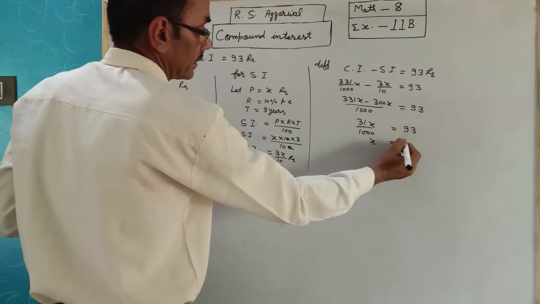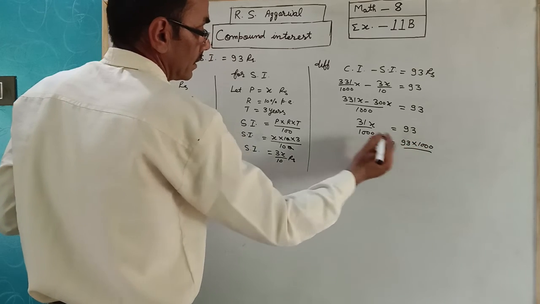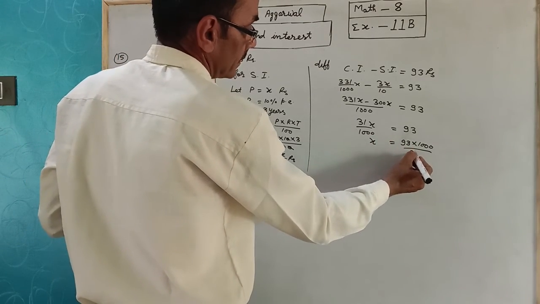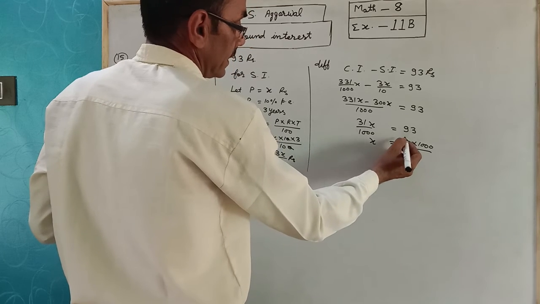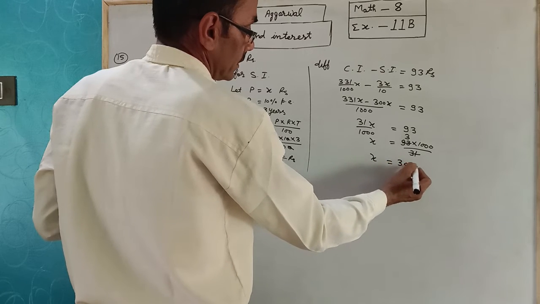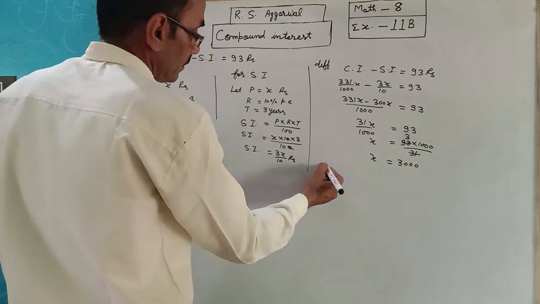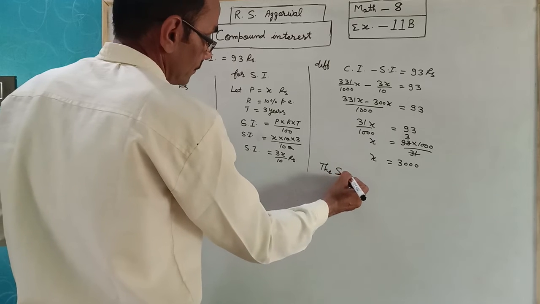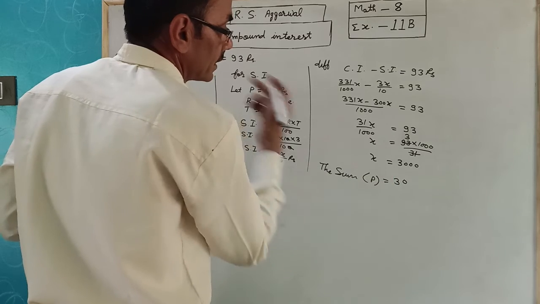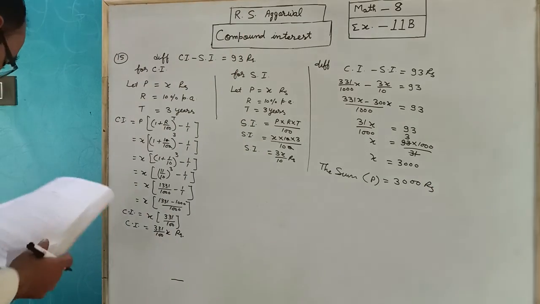x will be 93 into 1000 multiply, 31 will be divided. 31 3 ja, x is equal to 3,000. The sum P is equal to 3,000. Question number 15 is complete.